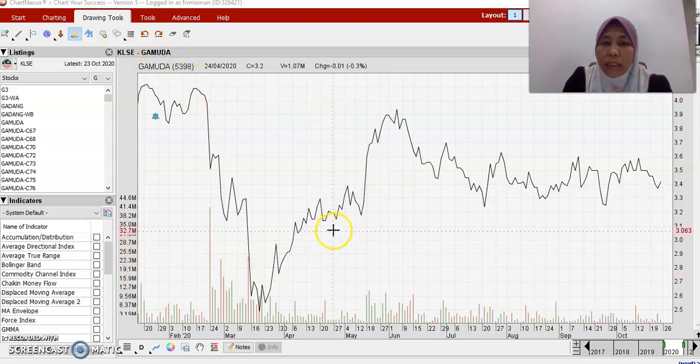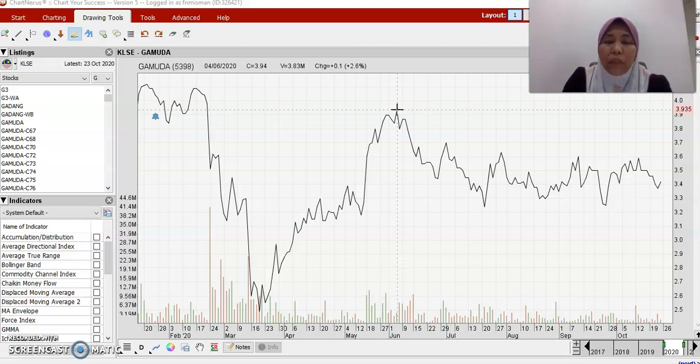What the line chart plots is the closing price of the day. For example, if you bring the cursor to a certain point in time, at this point, we can see the closing price for that day. So the line chart is the simplest chart that can be used by the technical analyst.